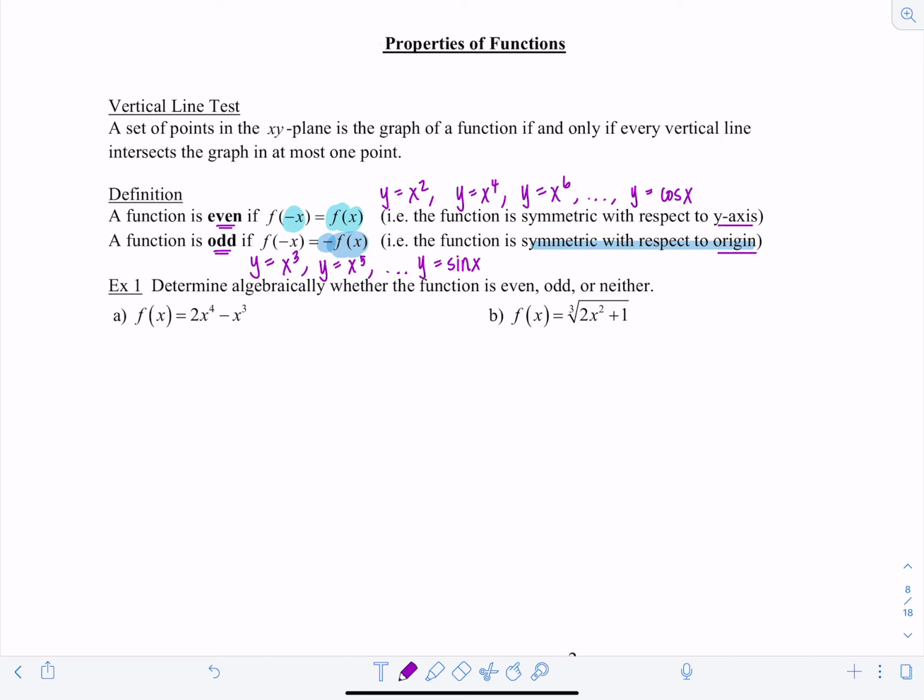Notice we don't talk about symmetry with respect to the x-axis, because if a graph is symmetric with respect to the x-axis, it's not a function. It would fail the vertical line test, right? Here's our x-axis. Say you have symmetry with respect to the x-axis, then it's not a function. So that's why these are the only two options right now. We're only dealing with functions. Okay, so without the graph right now, we're going to determine algebraically whether the function is even, odd, or neither.